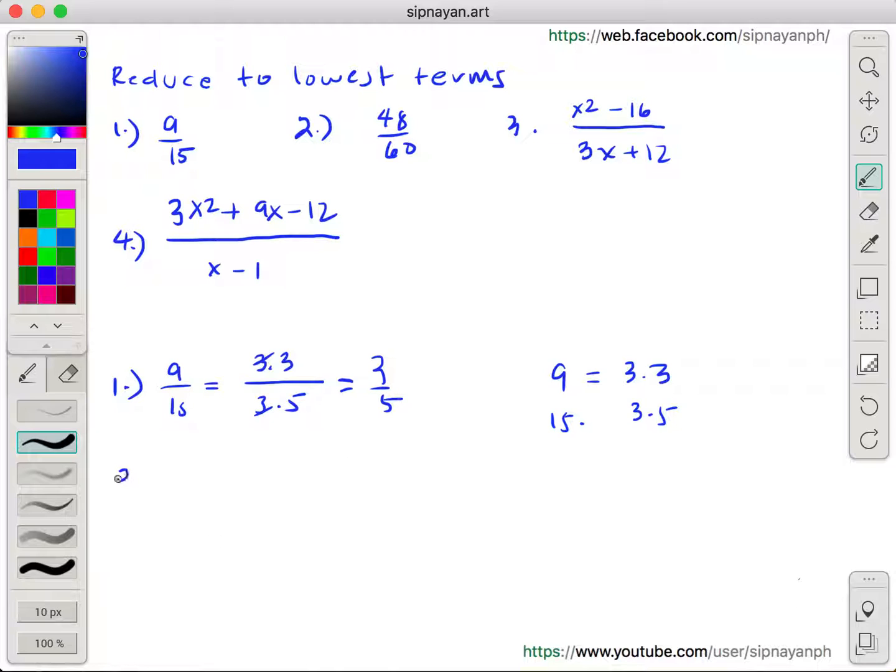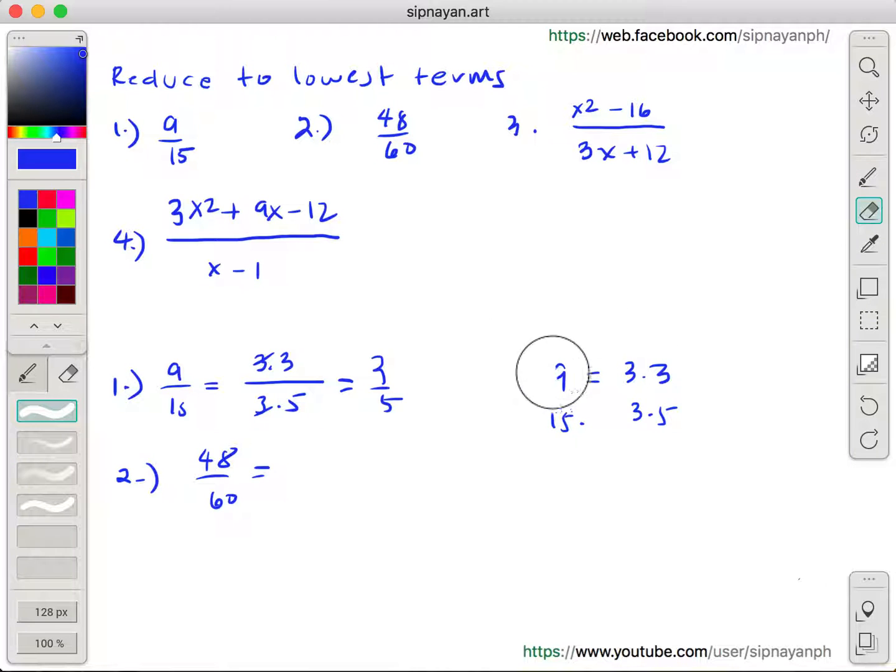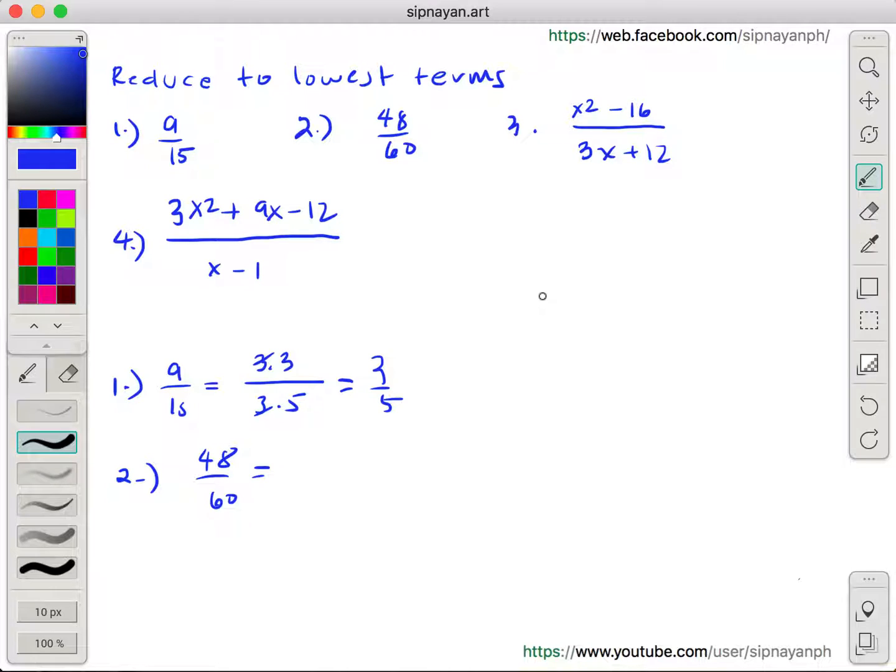Number 2, we have 48/60. Well, pag alam nyo na yung greatest common divisor ng dalawang yan, madali na lang yan. Pero kung hindi nyo alam, pwede nating i-factor completely.